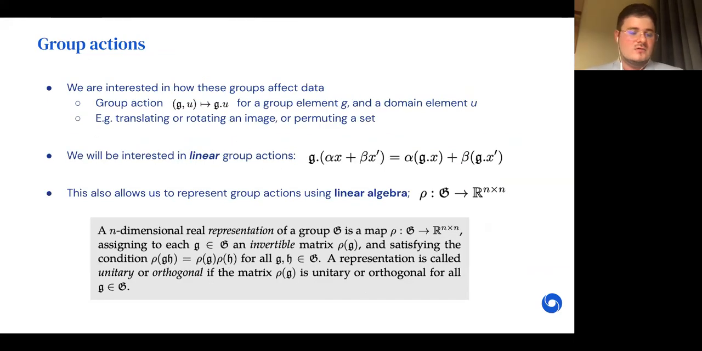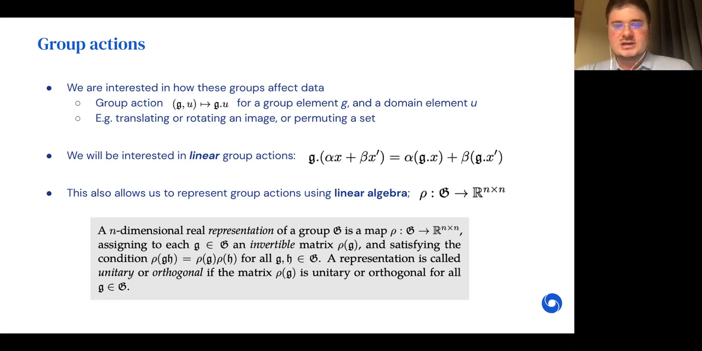OK. Now, we're not just interested in how these things affect the domain. We actually care about how they also affect the data. So for that, we define the concept of a group action. So when I have a group element g and a domain element u, I will define the group action of g over u, which performs the corresponding effect on the data. So something like translating or rotating an image or permuting a set. And that's usually an operation we want to be resistant to.